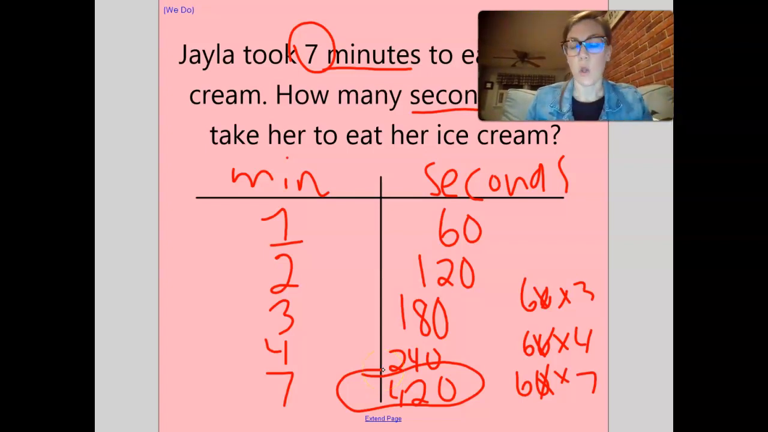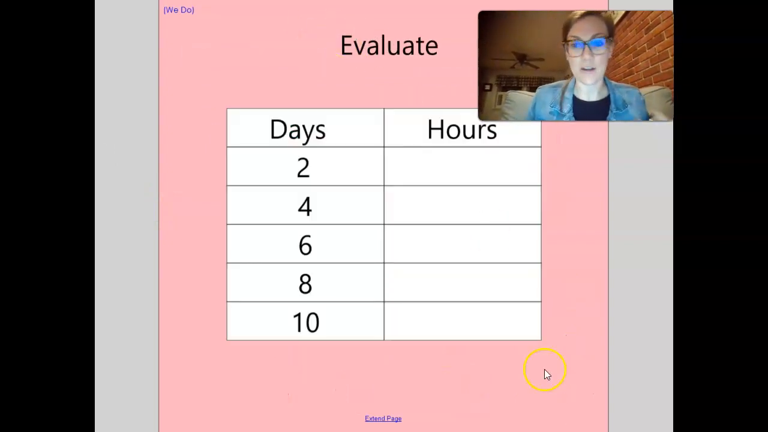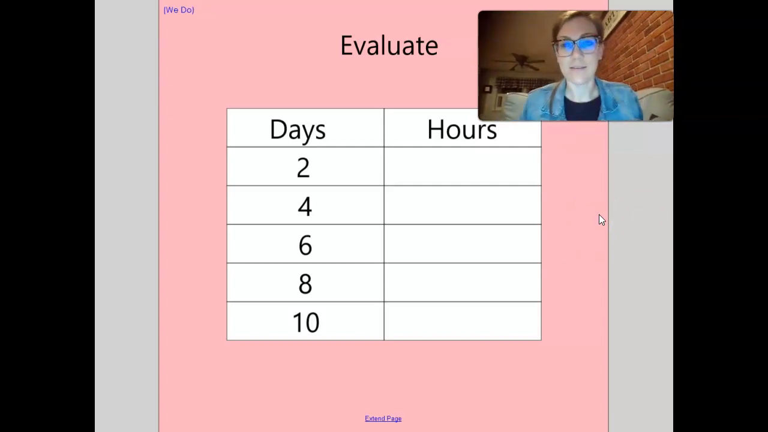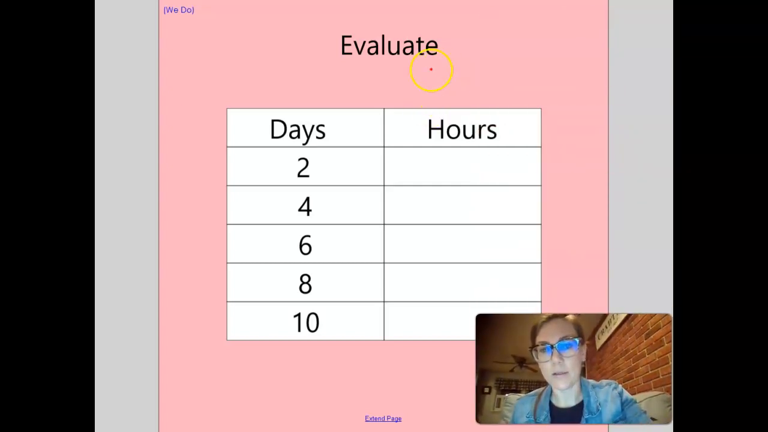So do you see again? We're taking the information we know about 60 seconds in a minute and multiplying it by the number of minutes they want us to figure out. Okay, let's try another one. Here's a chart. Days into hours. Look at your sheet. How many hours in 1 day? Okay, so 24 hours is 1 day.